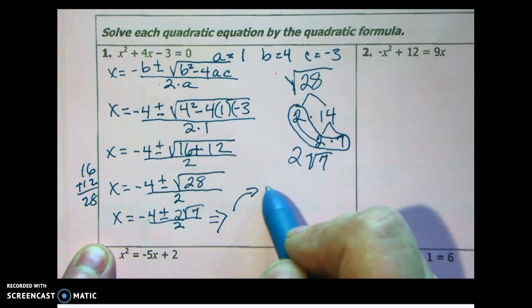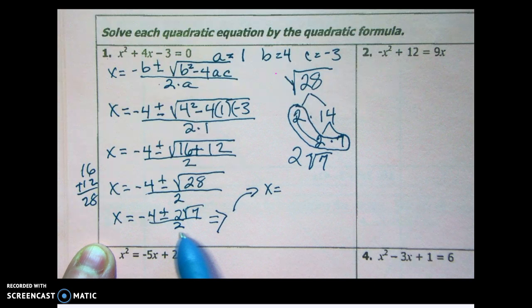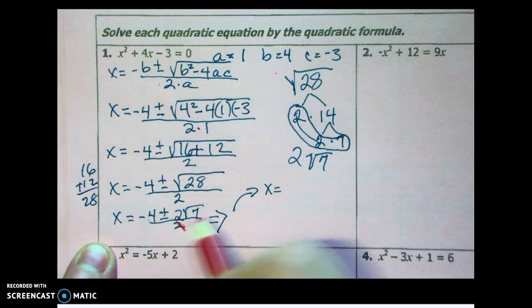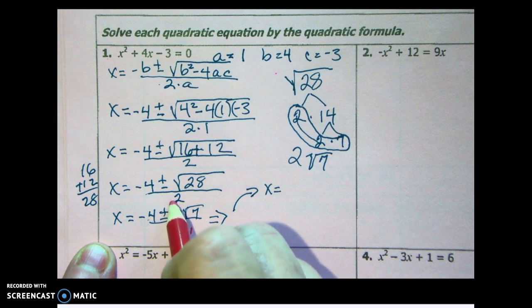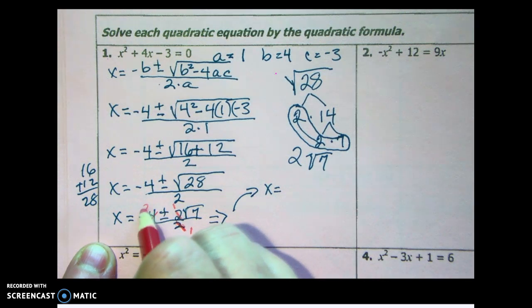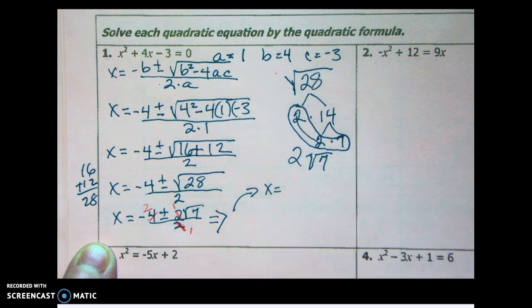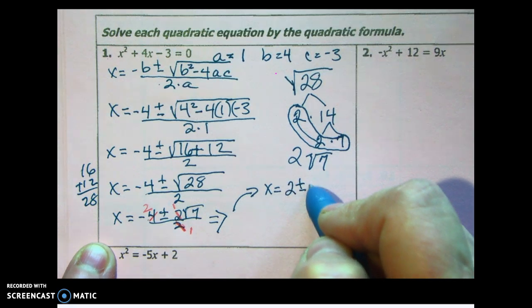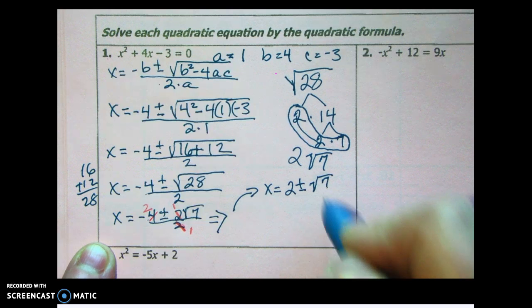And I'm going to have x equals, now I'm going to reduce. This 2 is going to become a 1. That 2 is going to become a 1. This 4 is going to become a 2. Just like I have fractions that I reduce. So now I'm going to have 2 plus or minus the square root of 7.